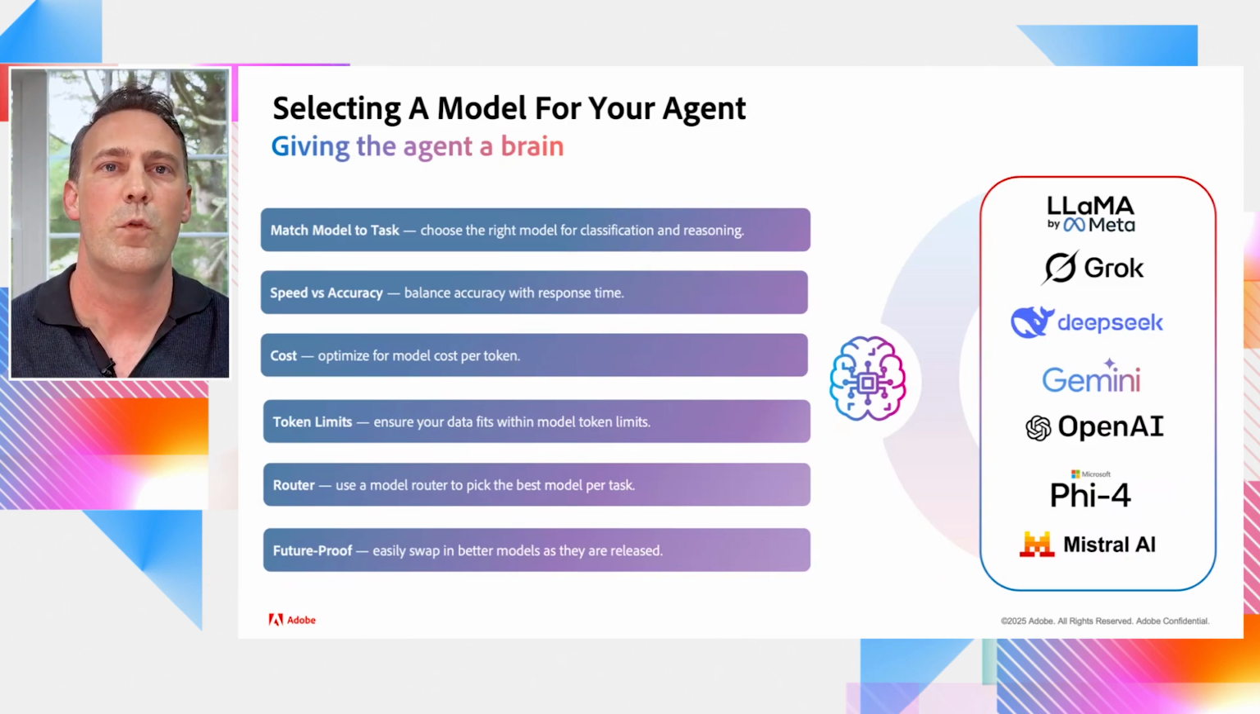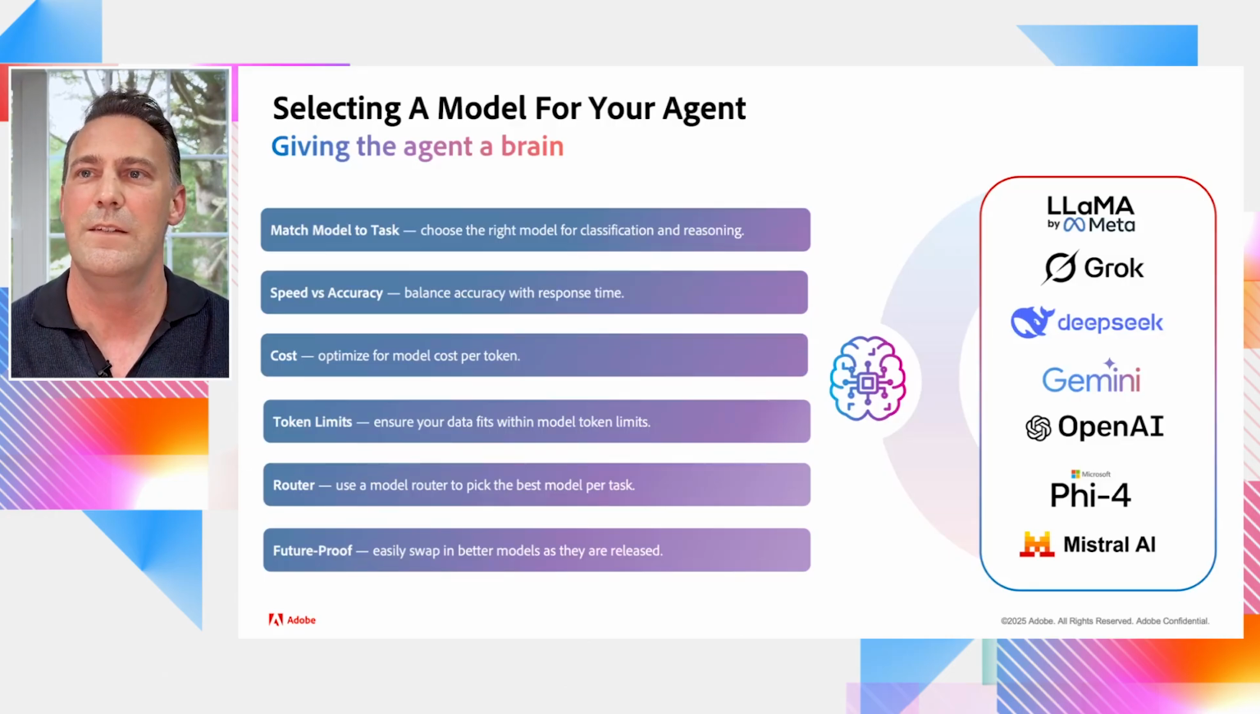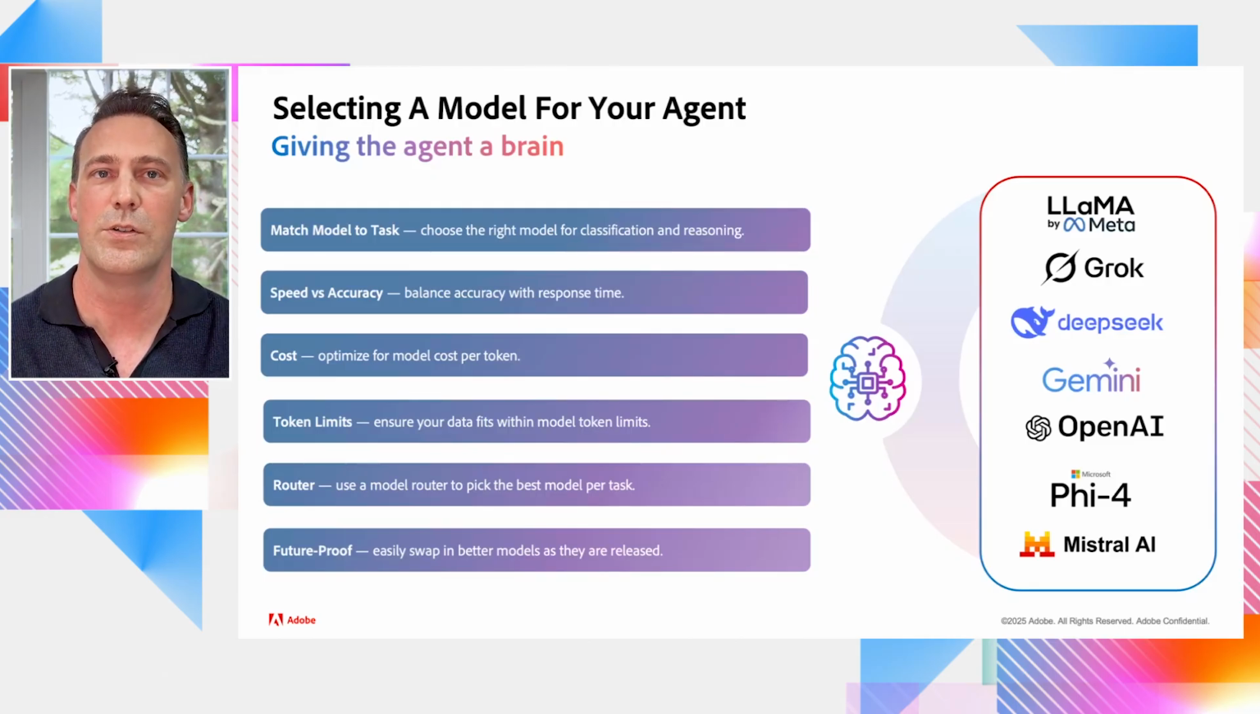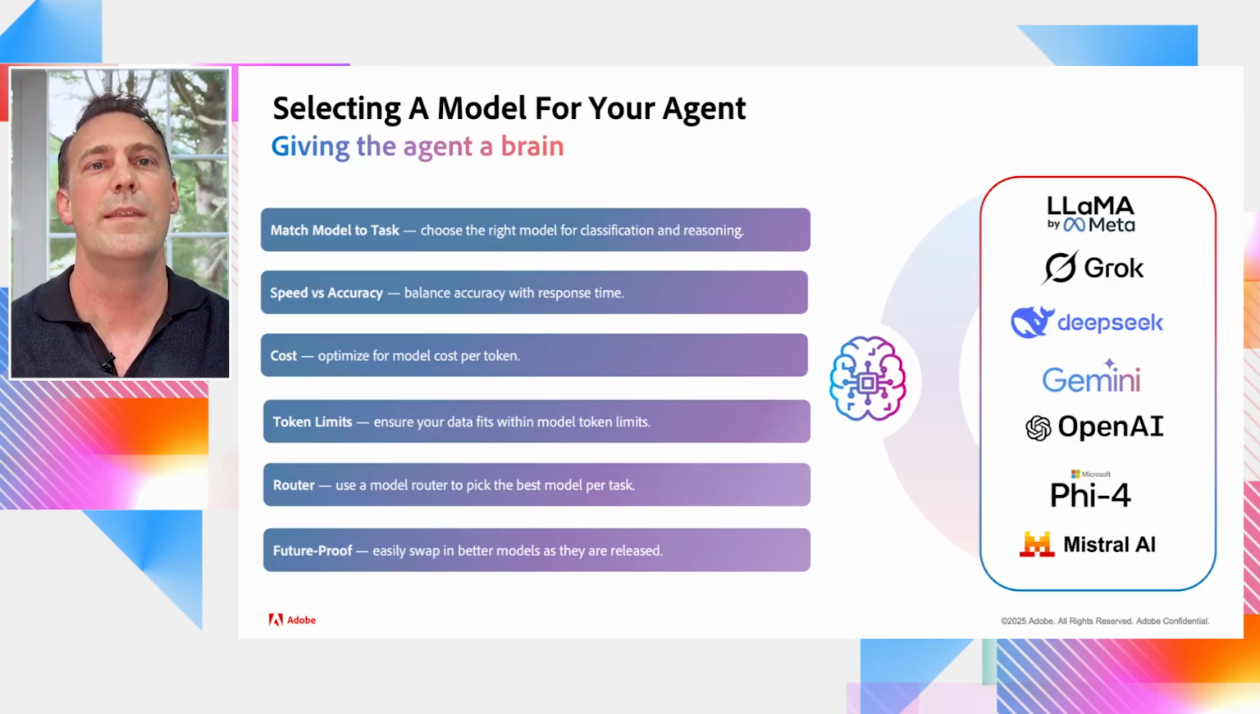When selecting a model for your agent, you want to match the model to the task. In our case, that's classification, reasoning, and summarization. You also need a balance of speed versus accuracy. Sometimes a lighter, faster model is good enough. And cost matters too. You will be calling this agent a lot, so be aware of token costs and always check that your full ICP and lead data fits within the model's token limit. And the great thing is, again, once your agent is built, it's easy to swap it to newer, better models as they're released without having to rebuild your entire structure.